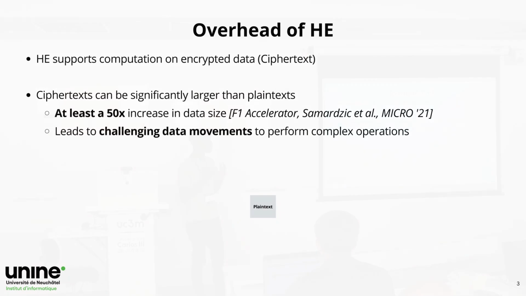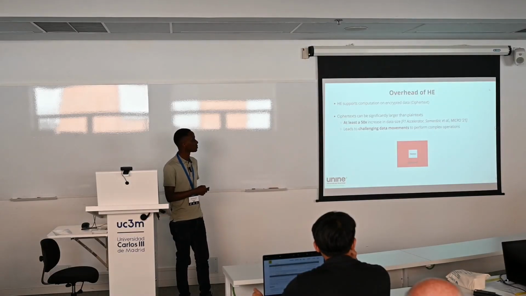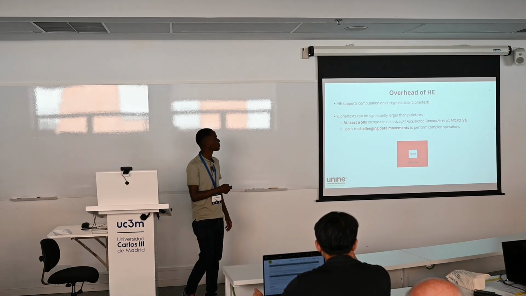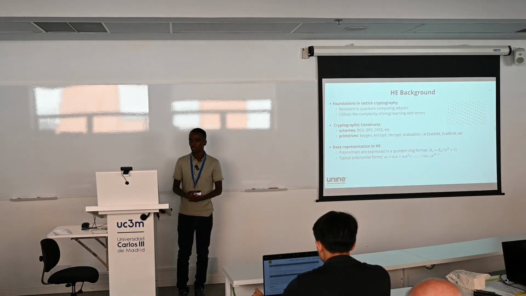We compute directly on encrypted data, that is, on ciphertexts, which are generally very large compared to the plaintext. It's at least a 50 times increase in data size compared to the plaintext, which leads to the general problem that the ciphertext is way larger than the plaintext, making this type of encryption very memory intensive.